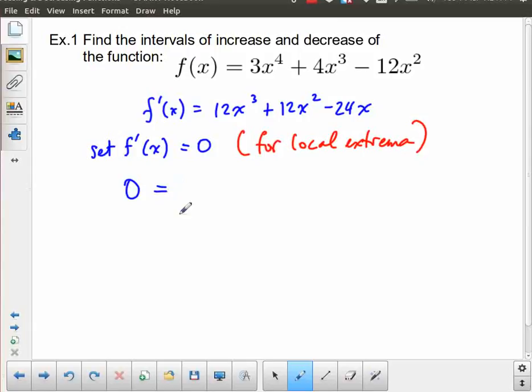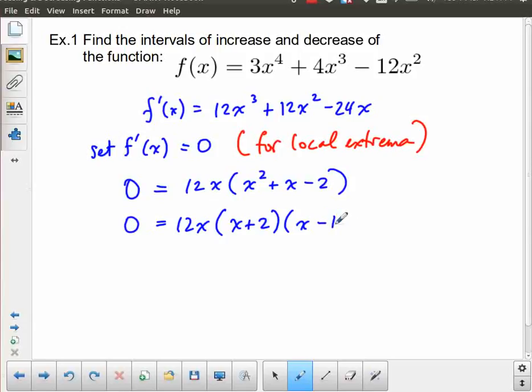So we get 0 equals, and I'm just going to go ahead and start factoring this right away. I immediately see a common factor of 12 and also a common factor of x. That leaves me with an x squared plus x minus 2 inside the bracket. And I can continue to factor that. I have a simple trinomial here. Two numbers that multiply to negative 2 and add to positive 1 are going to be x plus 2 and x minus 1. So that actually factored quite simply. That's about the best you could hope for here, so this is obviously an example that's on the simpler side.